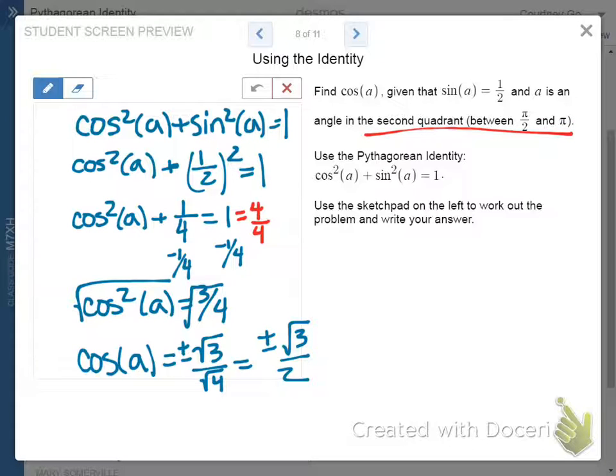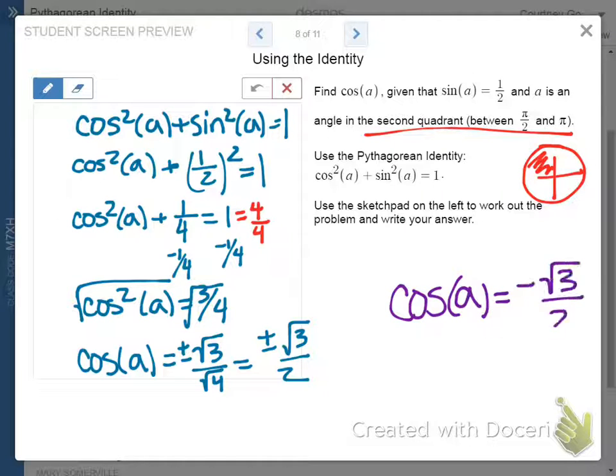And going back to this, it says that A is an angle in the second quadrant. So I'm thinking, okay, the second quadrant is here. That means that cosine is going to be negative, right? These are the negative x values here. So my final answer will be cosine of A equals negative root 3 over 2.